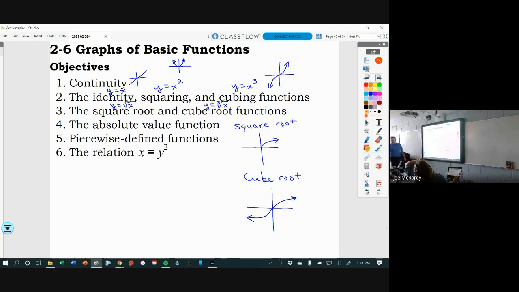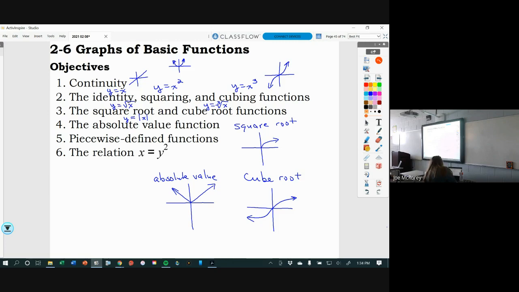The absolute value function, y equals the absolute value of x. What does that one look like? A V. Any of that new? No.